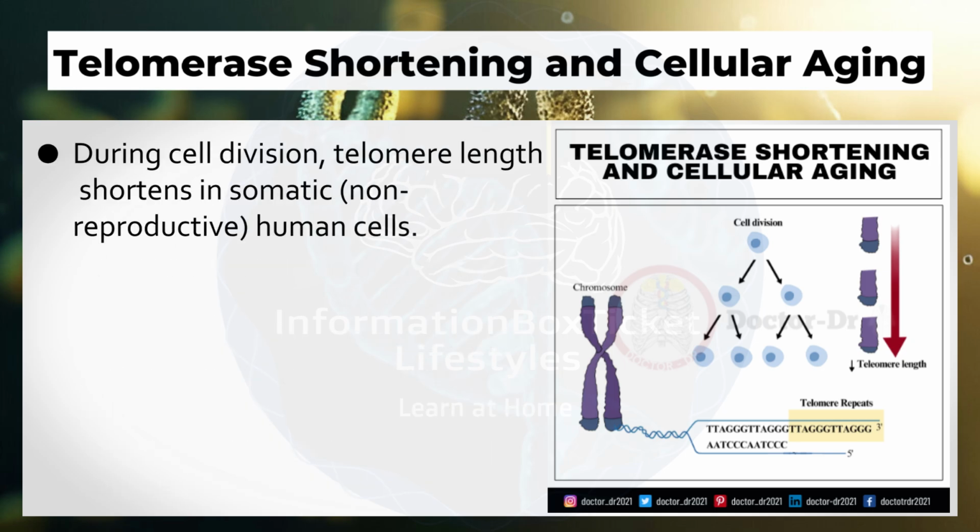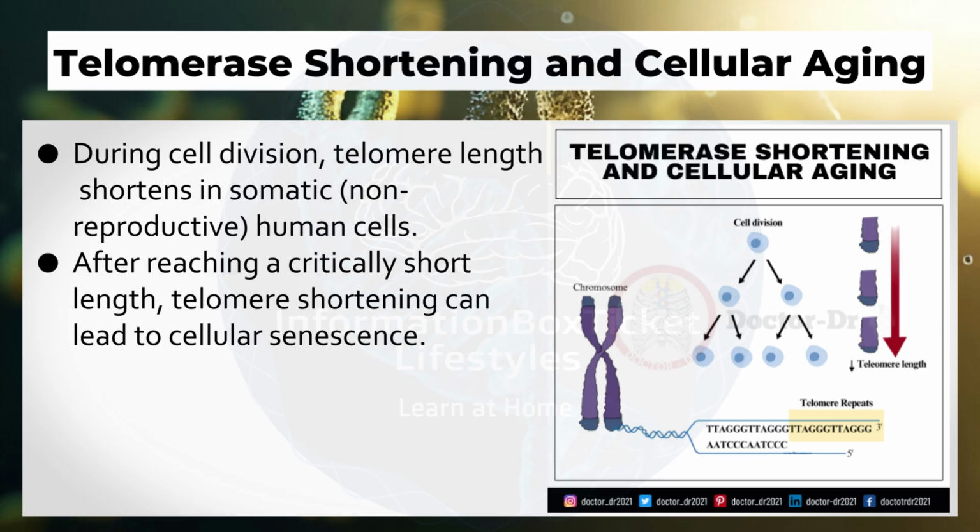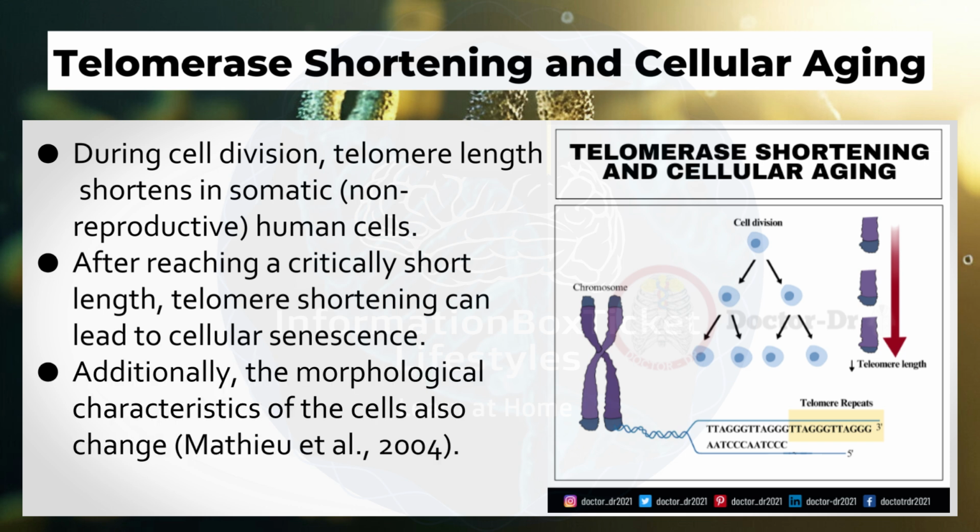During cell division, telomere length shortens in somatic, non-reproductive human cells. After reaching a critically short length, telomere shortening can lead to cellular senescence. Additionally, the morphological characteristics of the cells also change.